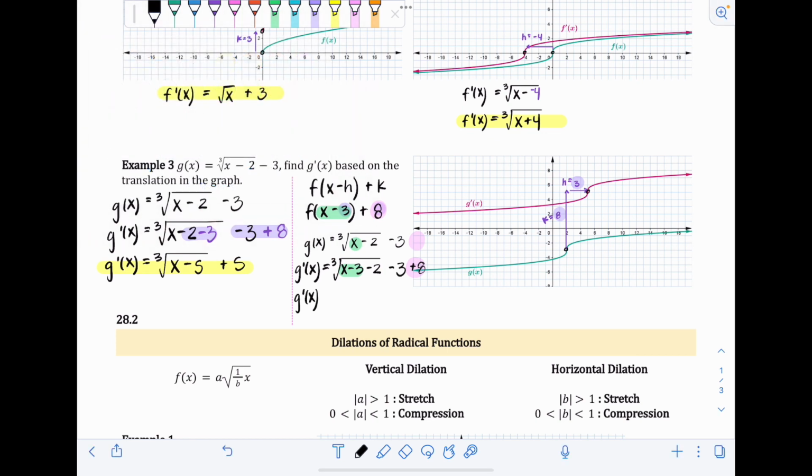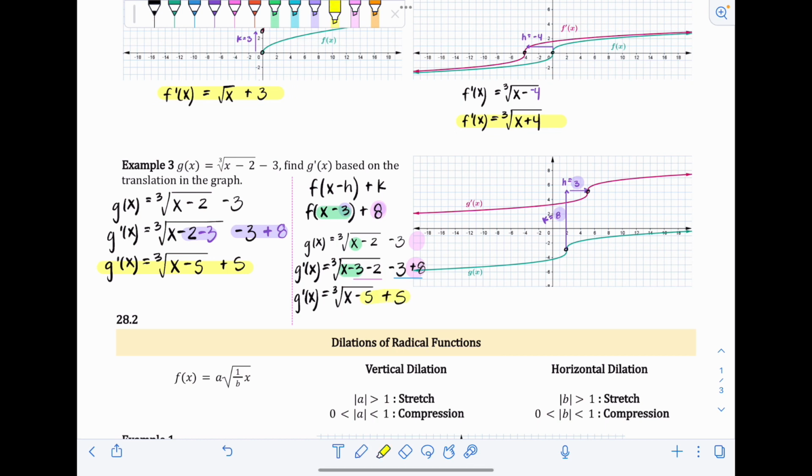So g prime of x is equal to the cubed root of, I would go ahead and combine these two together. So x, and then negative 3 minus 2 is negative 5. And then over here, negative 3 plus 8 is a positive 5. So plus 5 out here.